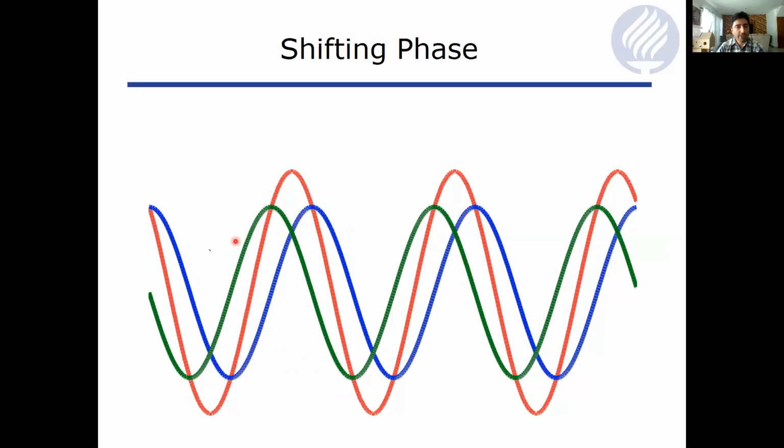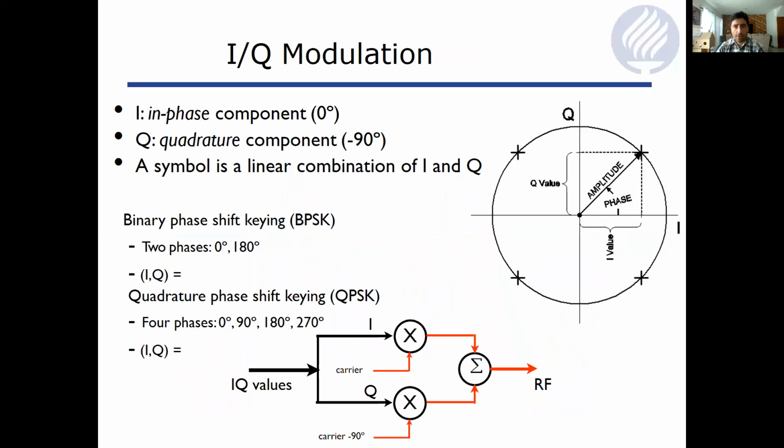But if we combine these 2 signals, we get the middle signal, which has a phase of pi over 4. So by combining different signals, we can generate various signals with various different phases. That's why it's very popular to use phase shifting modulation, PSK modulation. And that's exactly how hardware does it, using something like IQ modulation.